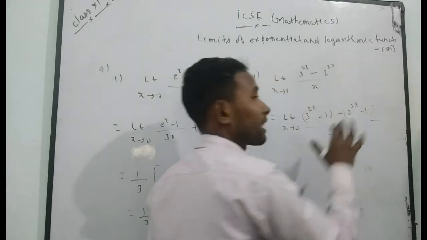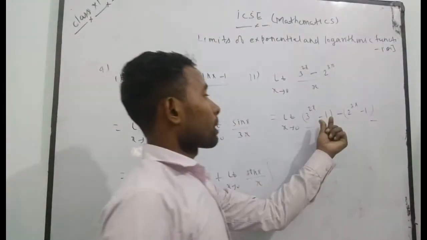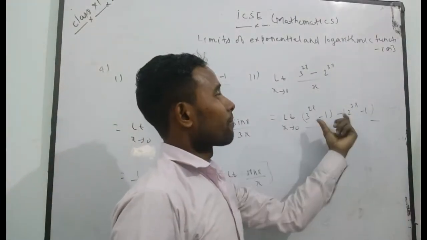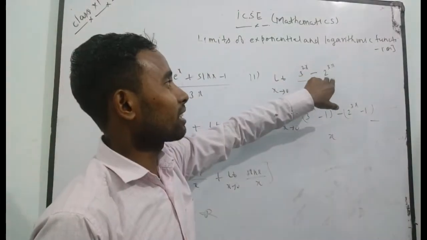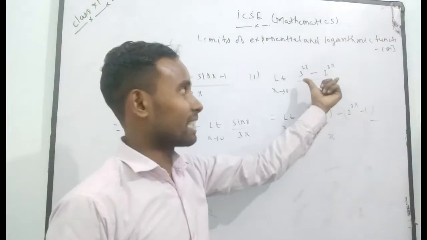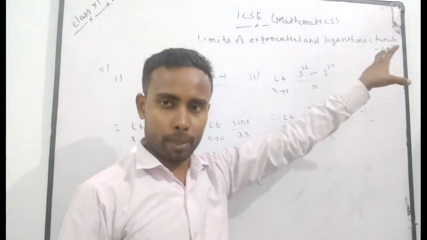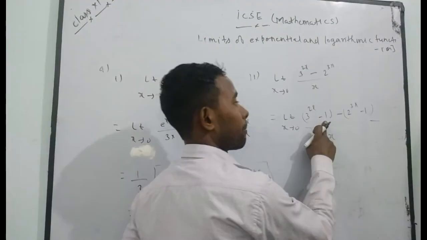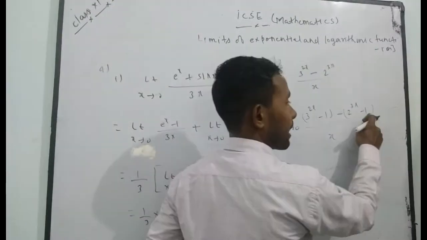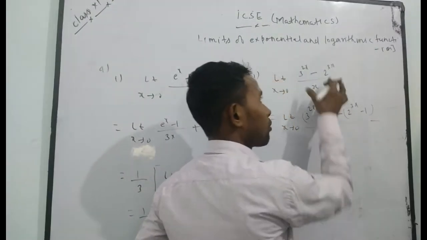This is an important step for you, because sometimes students can't think of this. So I always suggest, when there is an expression like e to the power ax, e to the power bx, then you have to add 1 and subtract 1. Here I have taken minus 1. If you multiply by minus, plus 1 and minus 1 minus are there, so it becomes the same.